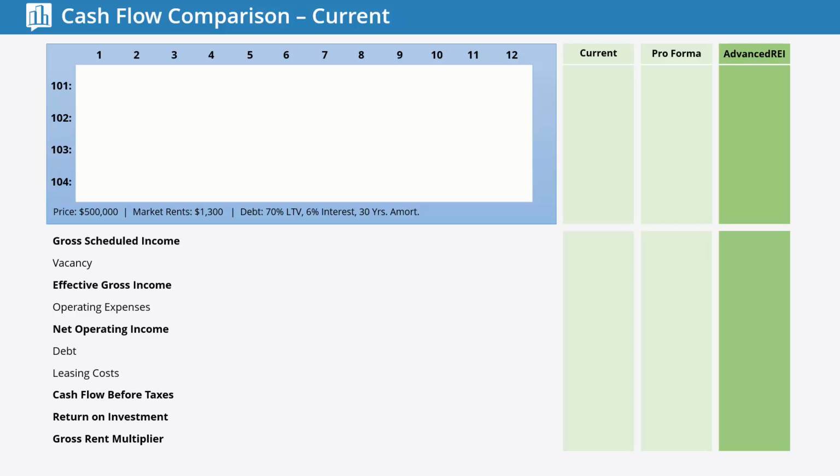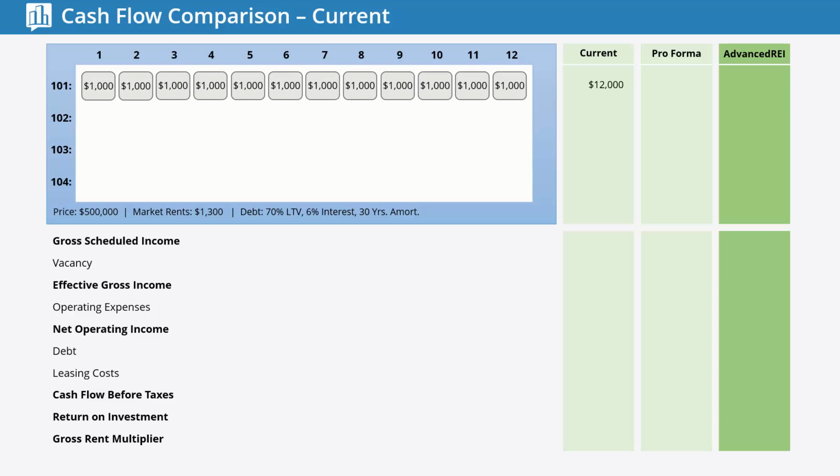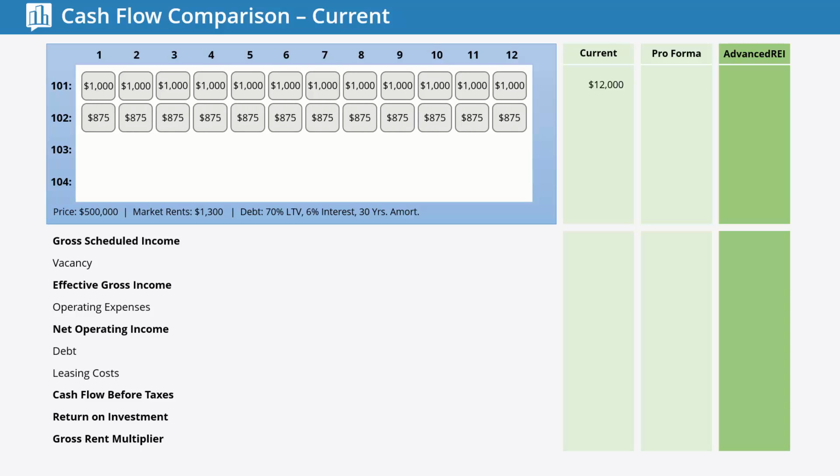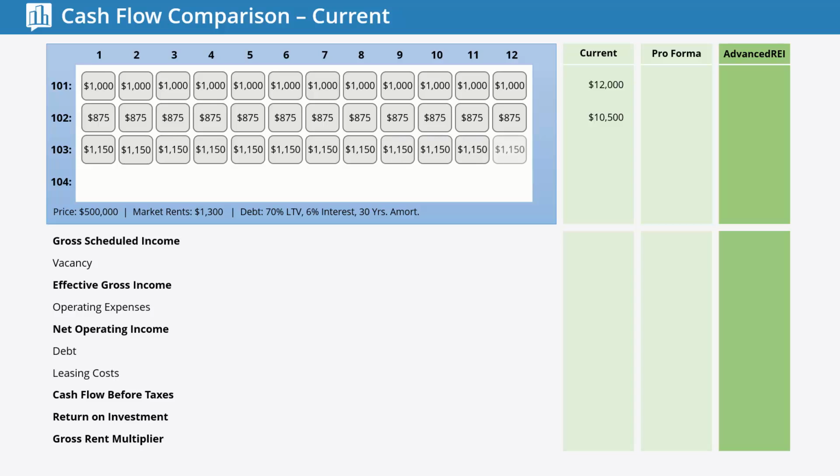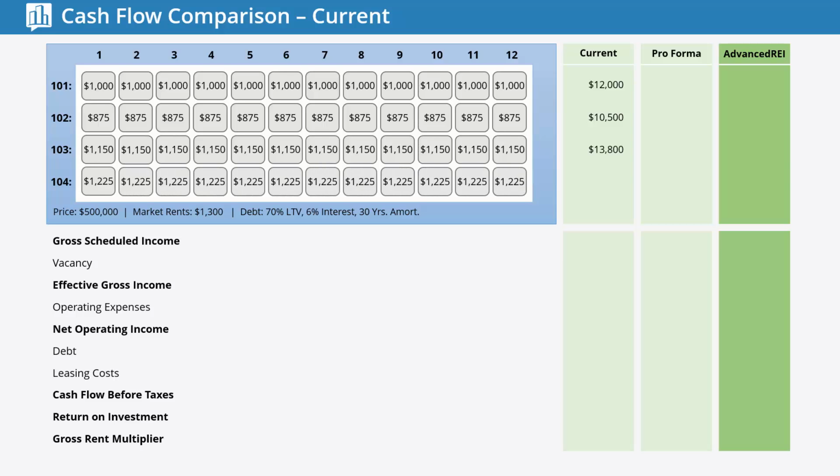Now, Unit 101's rent is $1,000 over 12 months is $12,000. Unit 102's rent is $875 over 12 months is $10,500. Unit 103's rent is $1,150 over 12 months is $13,800. And finally, Unit 104's rent is $1,225 over 12 months is $14,700. Now, if you add this income together, you have the gross scheduled income of $51,000.